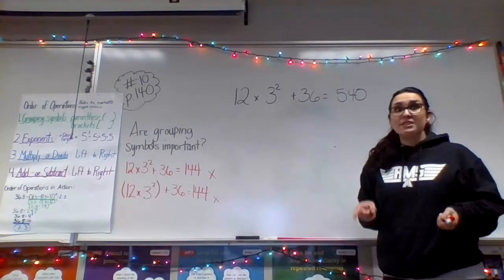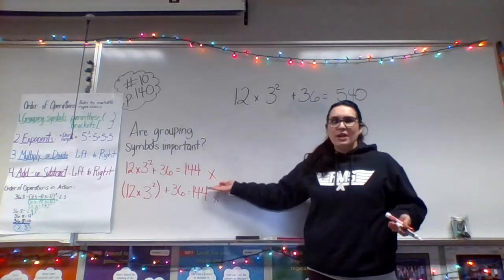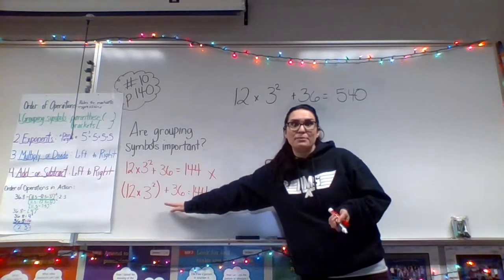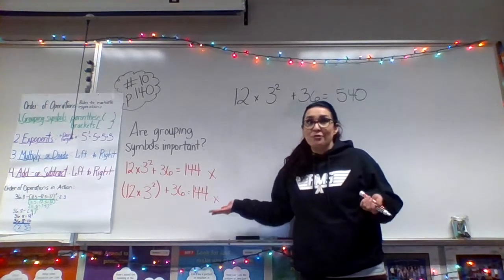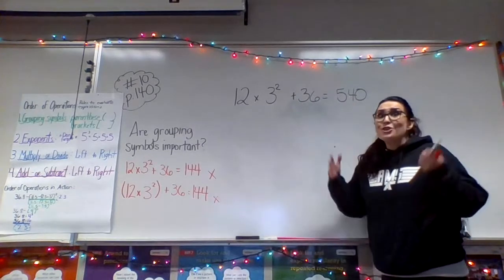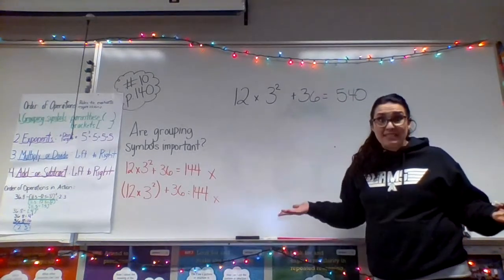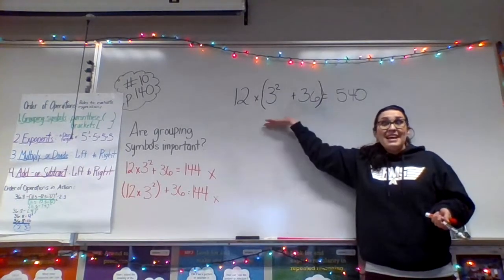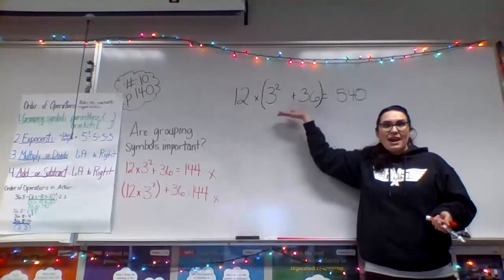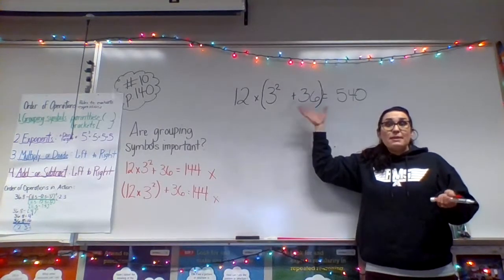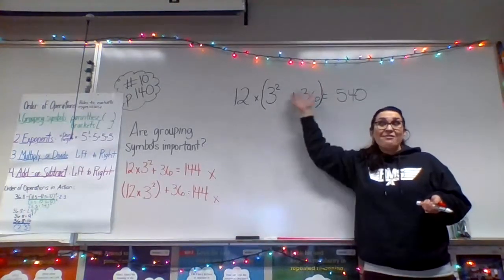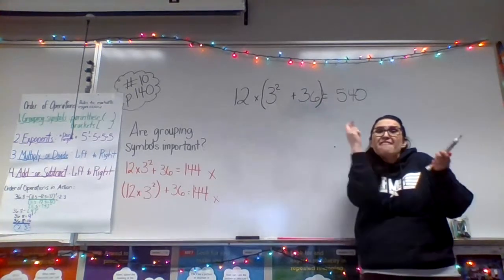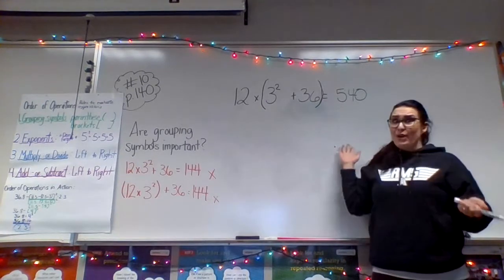All right, my friends, so when we had no parentheses, we just got 144. When I put parentheses next to the first two terms, 12 times 3 to the second power, I still just got 144, which is not what I'm going for. So now, where else could I put parentheses to try to get 540? Let's try our parentheses with 3 to the second power plus 36. So what this means is I need to find out the value for everything inside this group. And then I'll multiply it by 12, and hopefully, fingers crossed, we'll get 540.